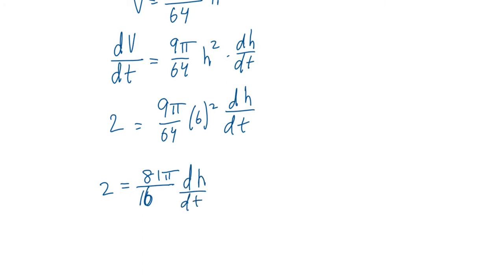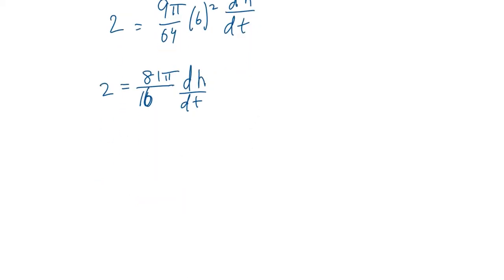And then bringing the 81 pi over 16 to the other side by dividing, the 16 goes to the top, so I get 32 over 81 pi equals dh by dt. It wanted an exact answer, and look at that, we're done.